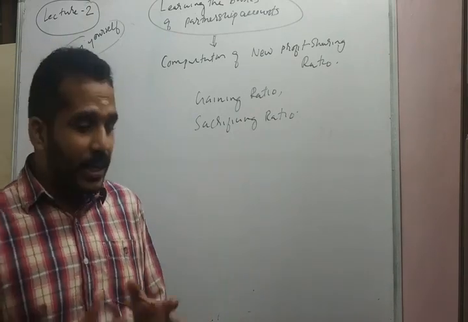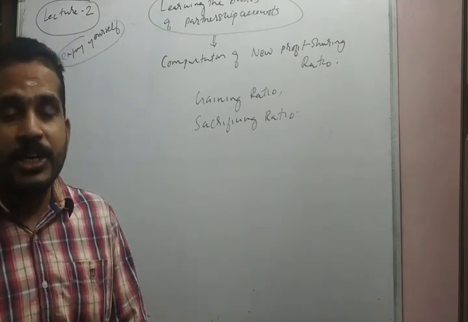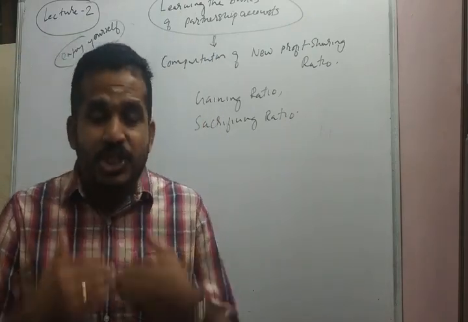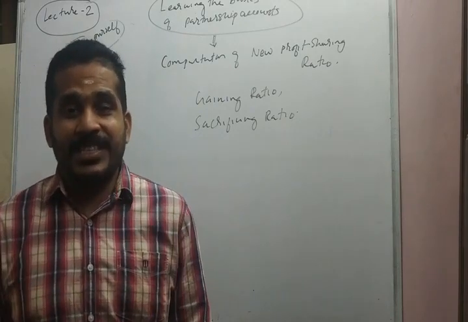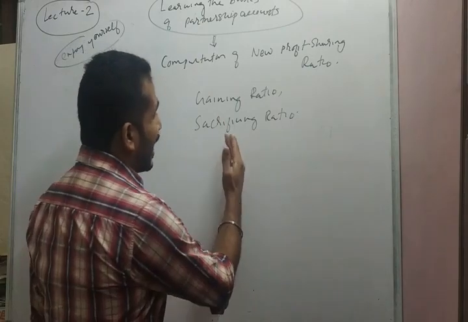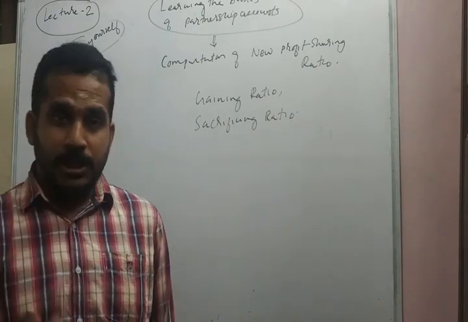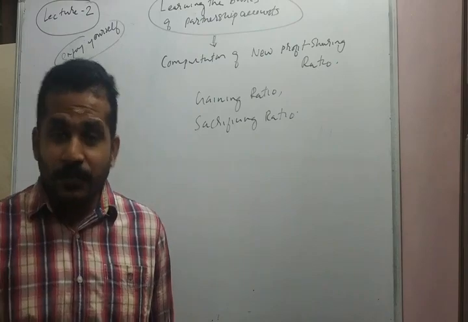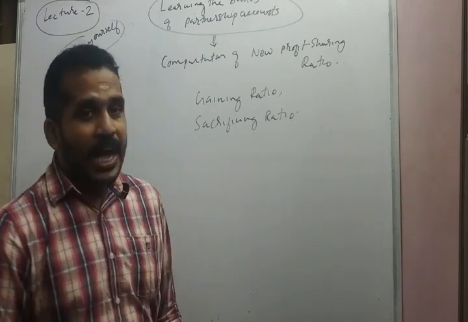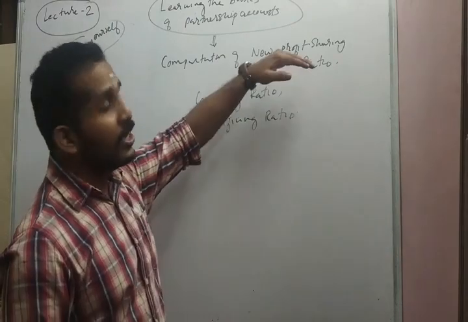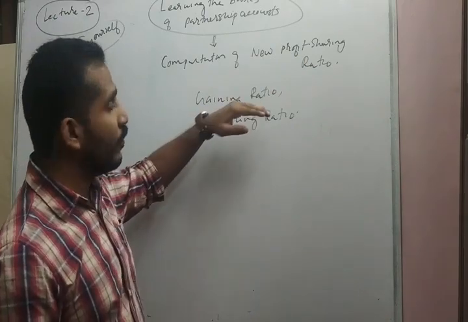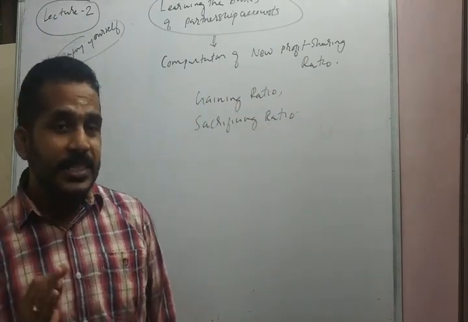Talking about the gaining ratio and sacrificing ratio, in the previous class I taught what is sacrifice and what is gain. When there is a change in profit sharing ratio, one partner will sacrifice. His share in the future profit will be sacrificed, and the ratio at which he sacrifices future profit is called the sacrificing ratio. The other partner will gain, and the ratio at which he gains in the future profits is called the gaining ratio. While studying the computation of new profit sharing ratio, you also deal with the computation of gaining ratio and sacrificing ratio.